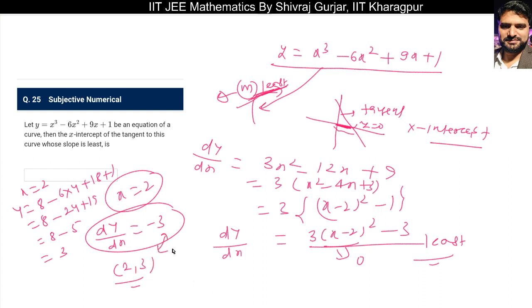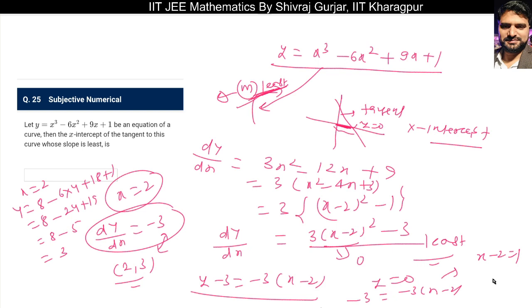So now what we have to find is the equation of a line which has slope minus 3 and which passes through (2, 3). This is that line. When will the x-intercept be? When y is 0. So put y as 0: 0 minus 3 equals minus 3 times (x minus 2). From here we can say x minus 2 equals 1, so x equals 3. So the answer is 3. Okay, so this ends this paper.